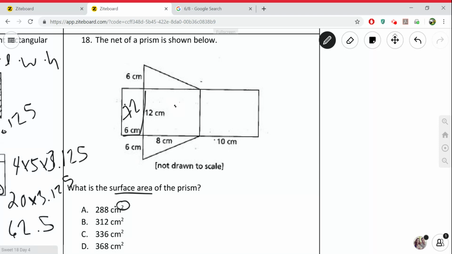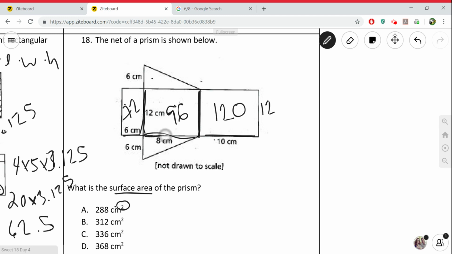This middle rectangle here, the base is 8 and the height is 12. So that's 8 times 12 is 96. Then over here, the base is 10. And some people said the height was 8, but that's not true. Because if this is 12 and this is 12, then this also is 12. And so 10 times 12 is 120.